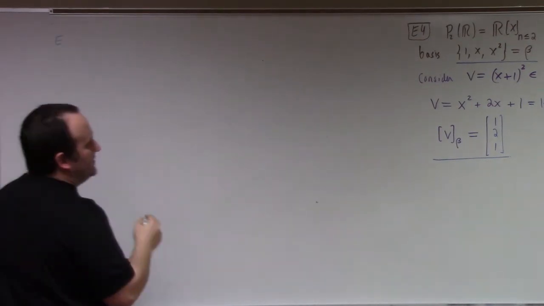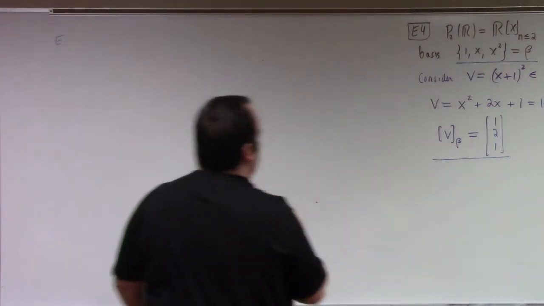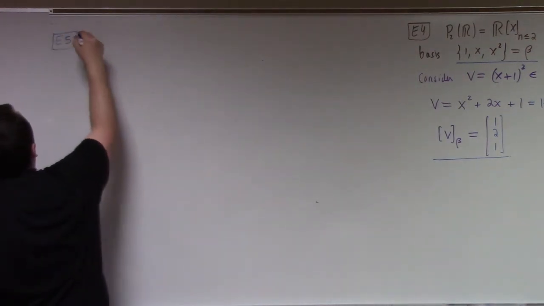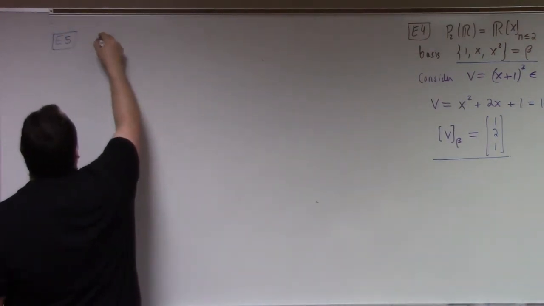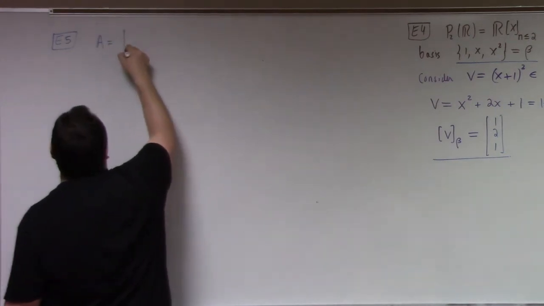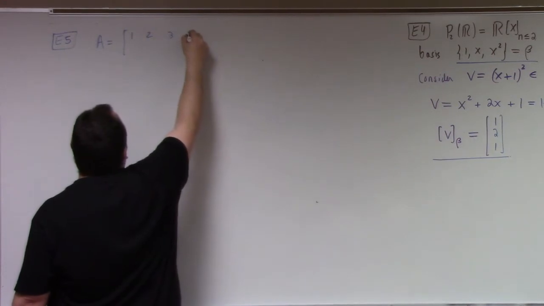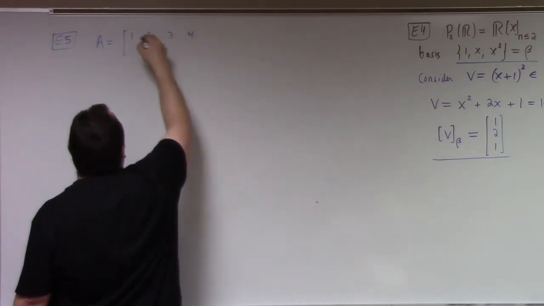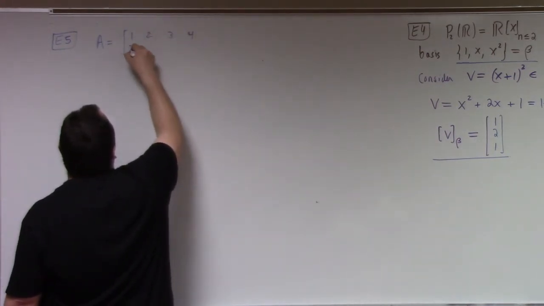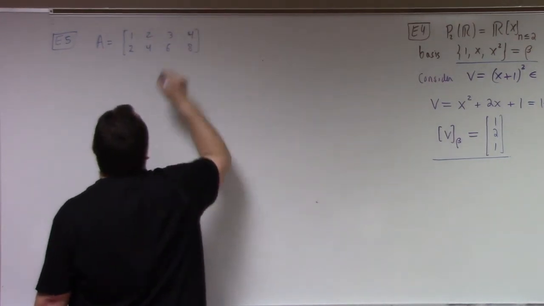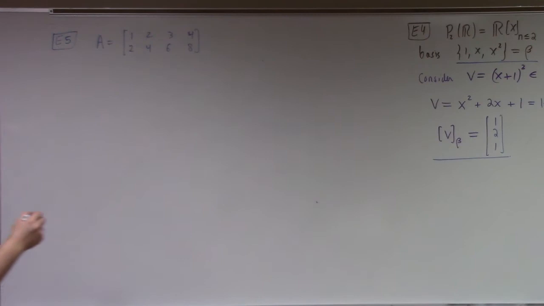Ooh, I forgot what number I'm on. 5? Is it 5? I don't know. You can find a number. So let's think about A being, I don't know, 1, 2, 3, 4, and then 2, 4, 6, 8. This is kind of a silly matrix. Let's find a basis for the row, column, and null space of A.